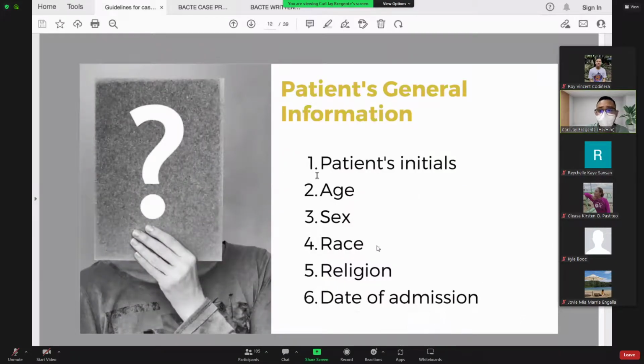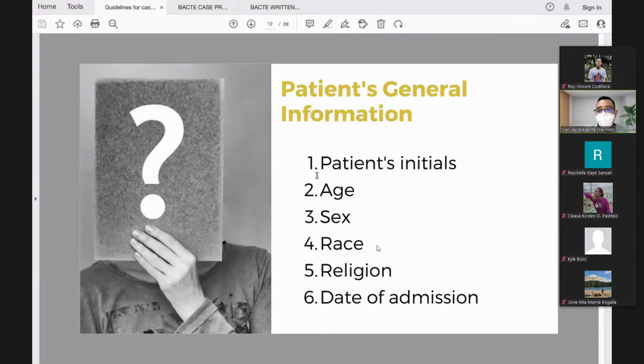So what are the general information necessary in your case? For general information, you state the patient's initials. If ever you are given a patient name, do not write the patient's name. You just write the patient's initials. For example, Carl J. Brigante, you just write CJB. Okay? So do not write the patient's complete name for privacy.